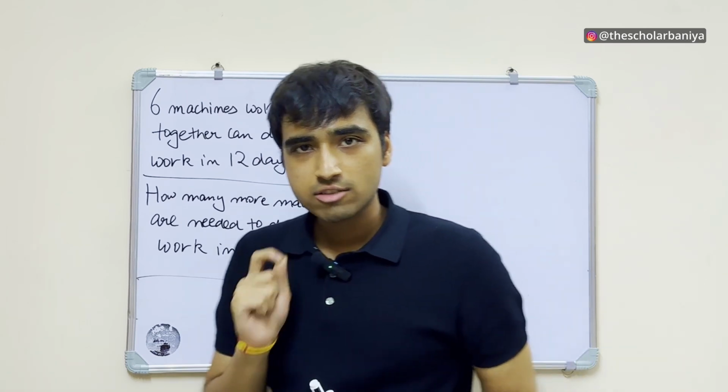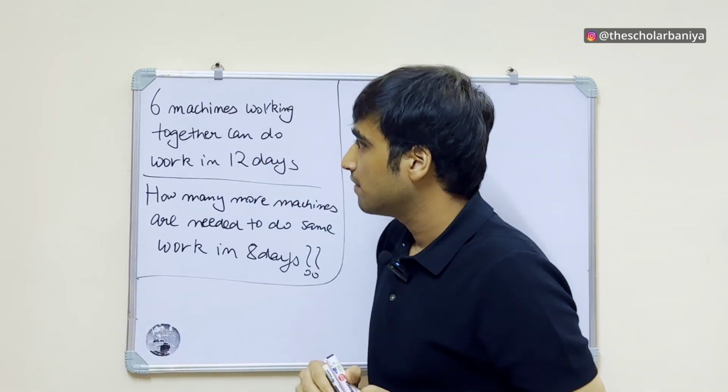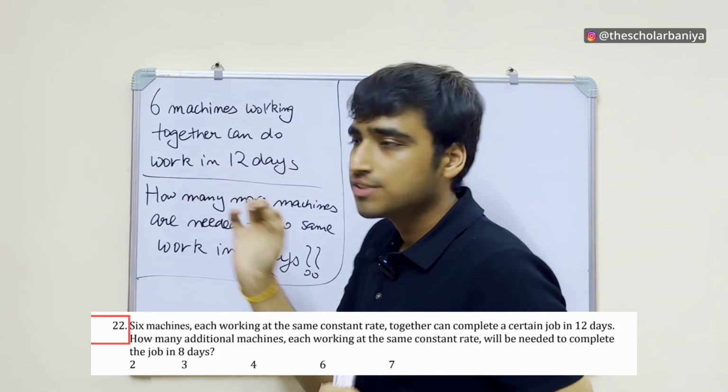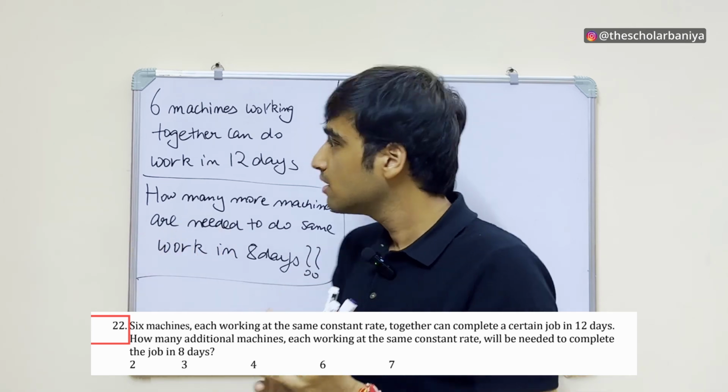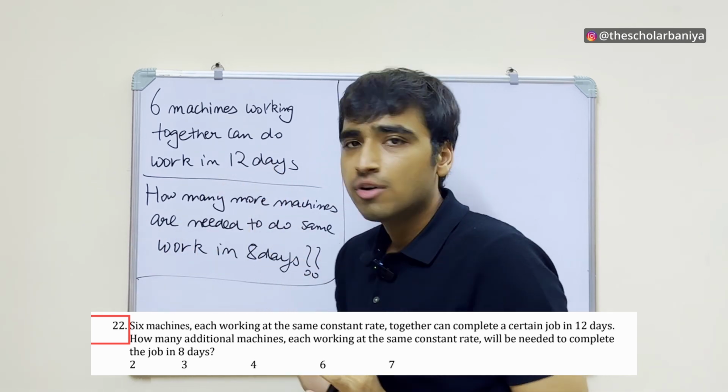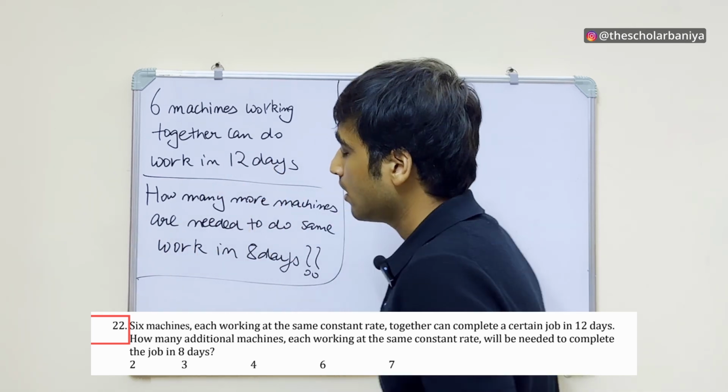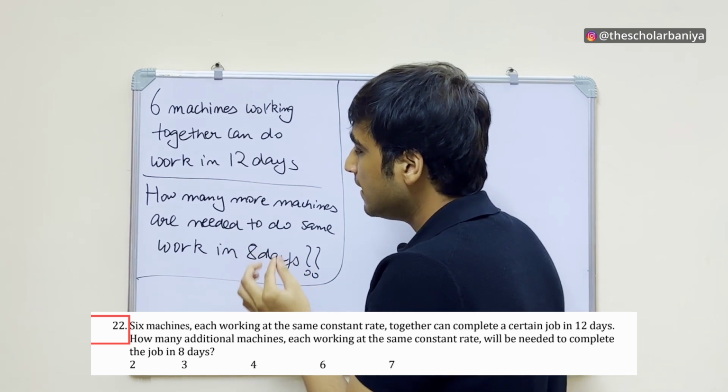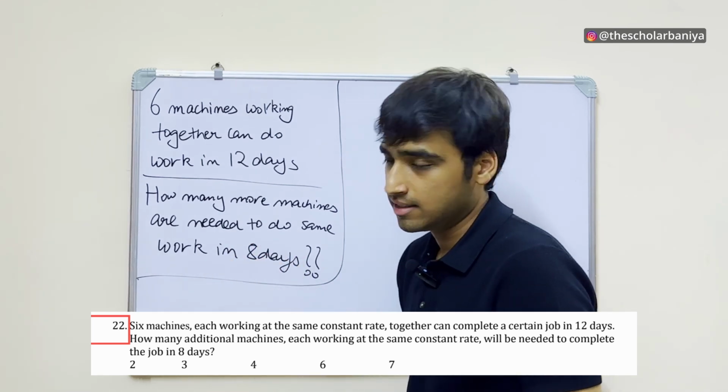So let's move on to the next question, guys. In this question, we are given that there are a total of 6 machines which are working together, which can do a work in 12 days, right? So how many more machines are needed to do the same work in 8 days?